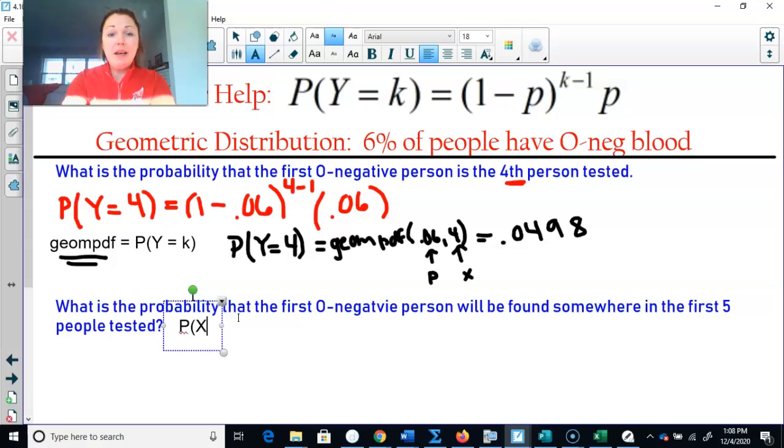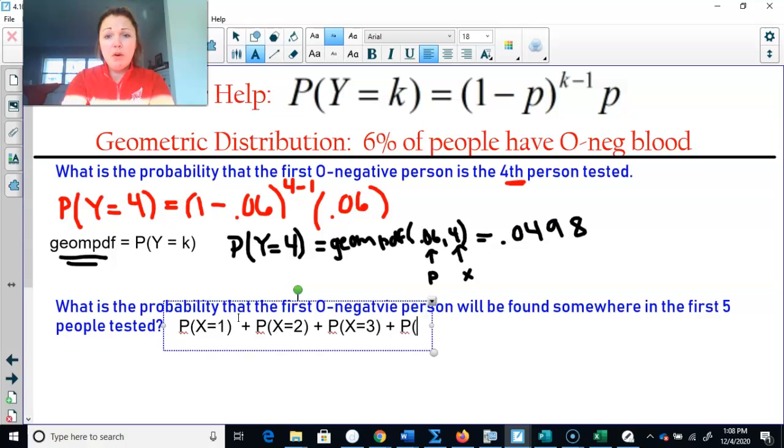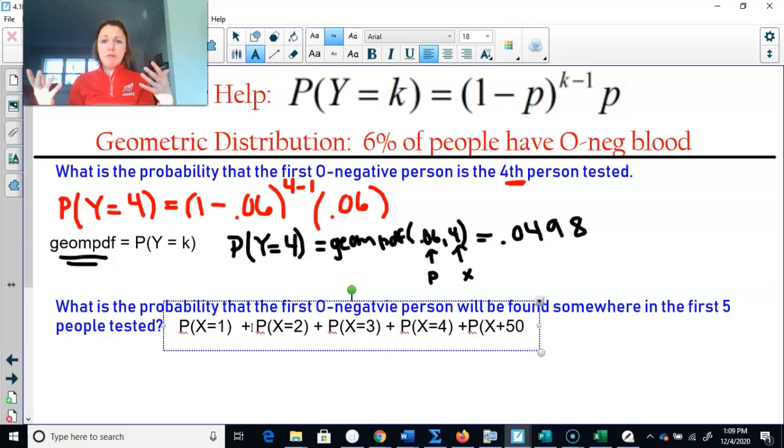I could find it in the first person tested, or the second person tested, or the third person tested, or the fourth person tested, or the 5th person tested. Somewhere, so again, you imagine you're working at a blood drive. First person, it could be that person, it could be the second one, the third one, the fourth one, or the 5th one.